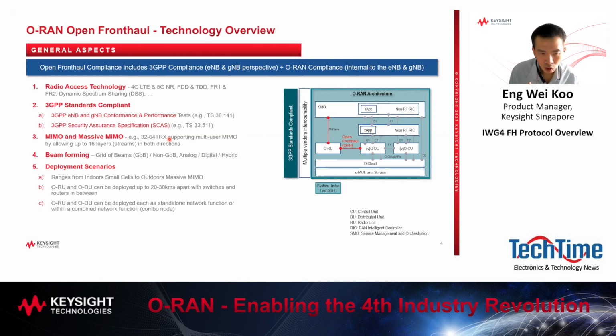We have one slide that touches on the details later, and deployment scenarios from indoor small cells to outdoor massive MIMO, anything in between. The ORU and ODU for macro networks can be deployed 20 to 30 kilometers apart with switches and routers in between, and we'll look at some of the implications for open fronthaul interoperability. The ORU and ODU can be deployed as a standalone network function or within a combined node, and we'll look at some of the implications and challenges for interoperability soon.